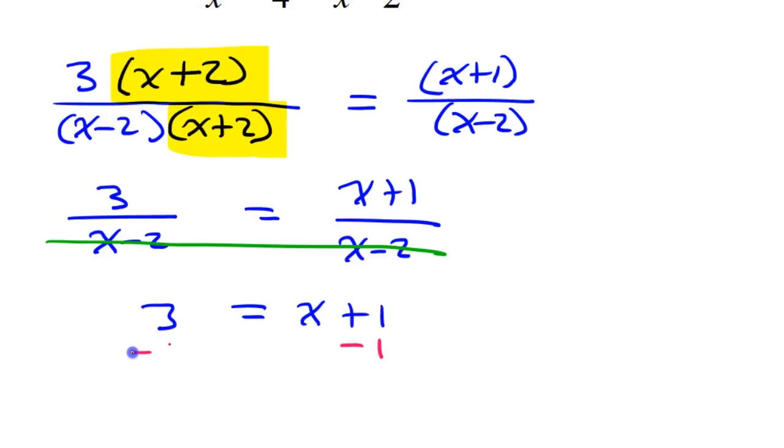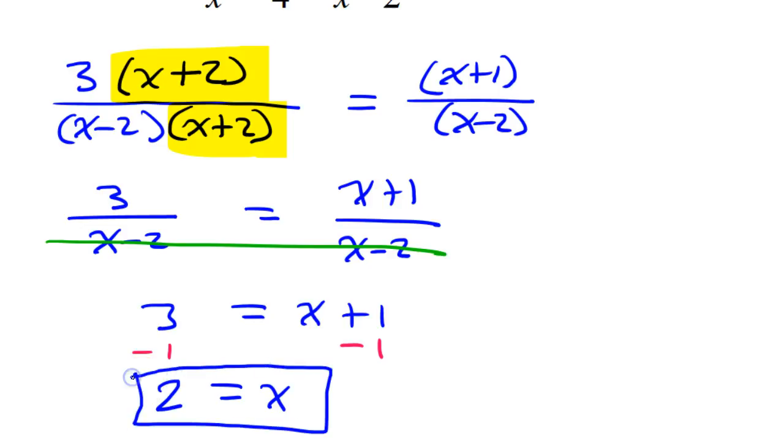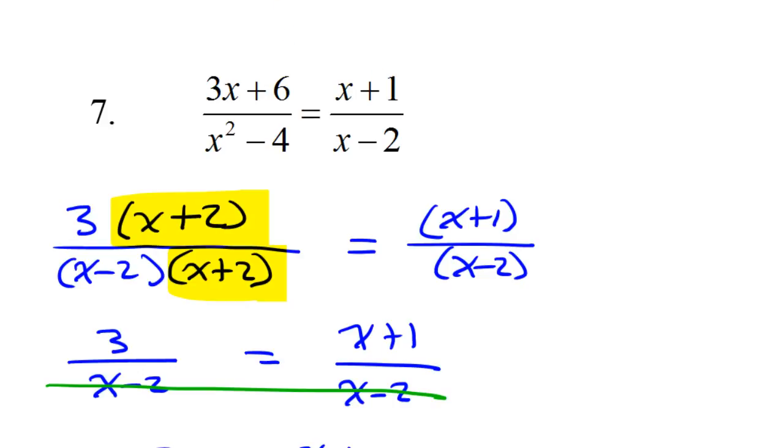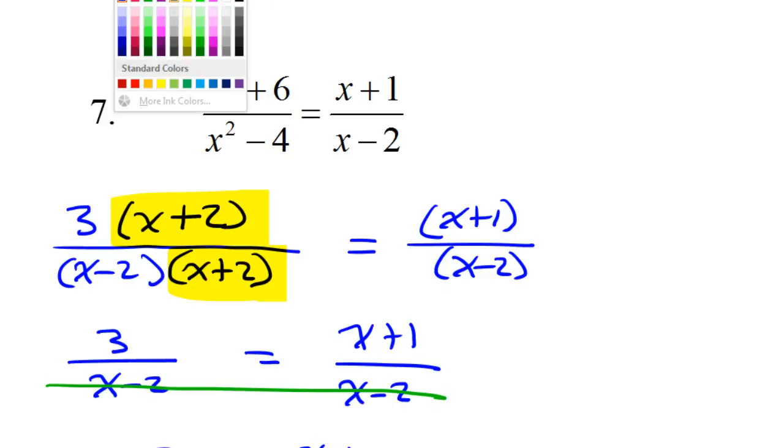Subtracting 1 from both sides is going to give me 2. So 2 is equal to x, so x is equal to 2. This is the solution as long as it is not a restricted value. I think I see a problem coming.